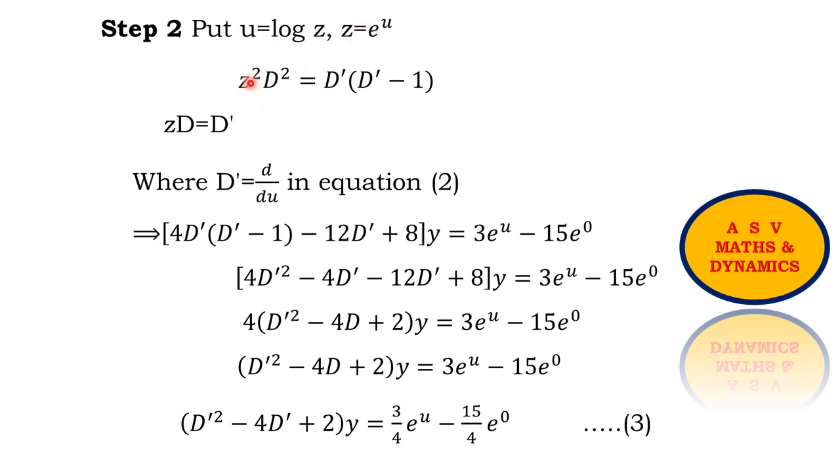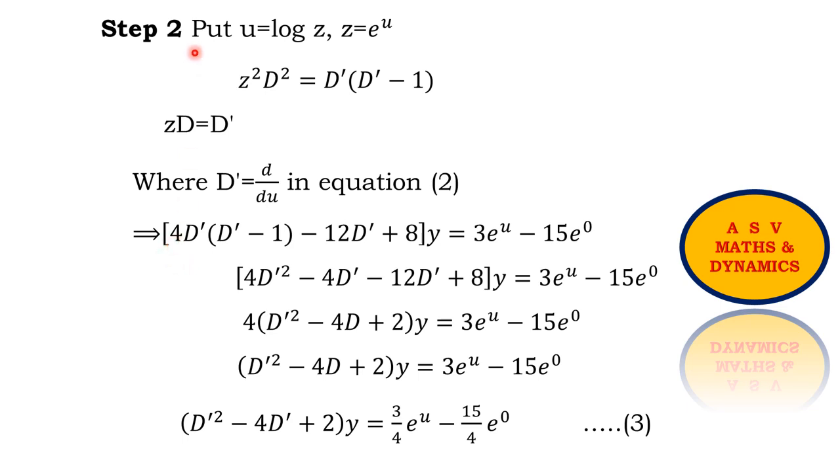Again, z squared d squared, in the term how you want to apply d dash of d dash minus 1. These are the things you want to keep in your mind. Once you get the Legendre differential equation, that means the z term, then you have to substitute z squared d squared equal to d dash of d dash minus 1, then z d equal to d dash. So now we will get a single variable.